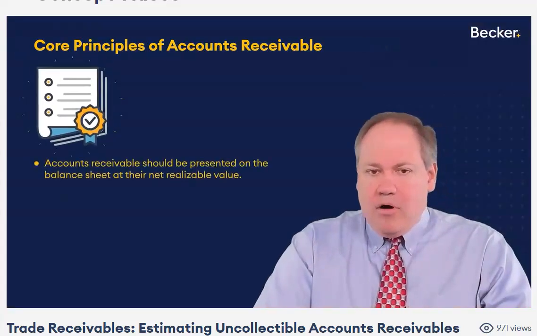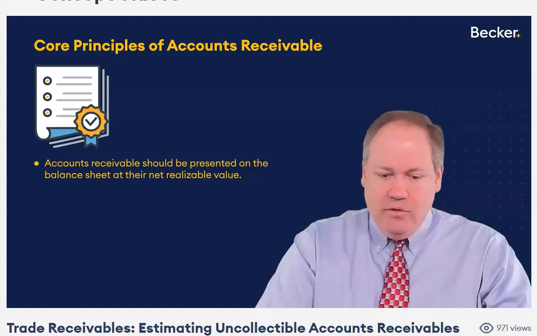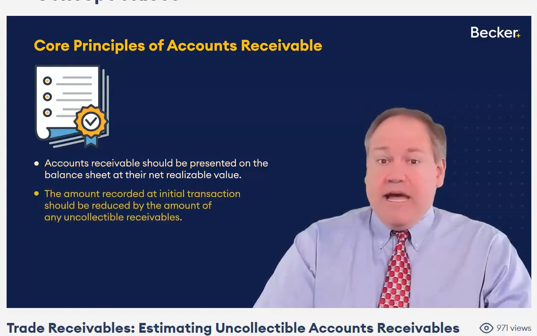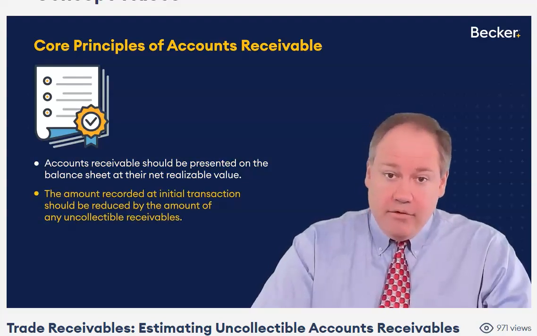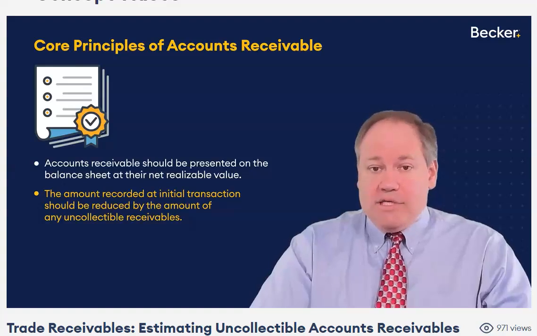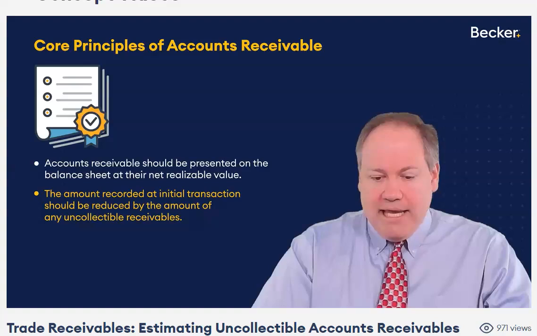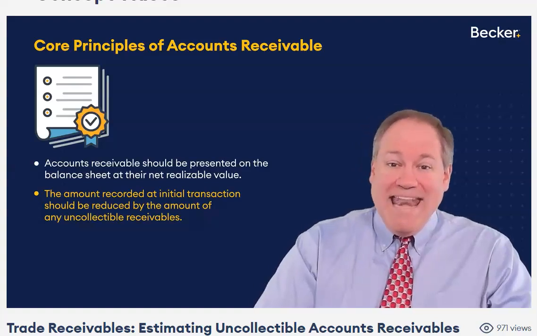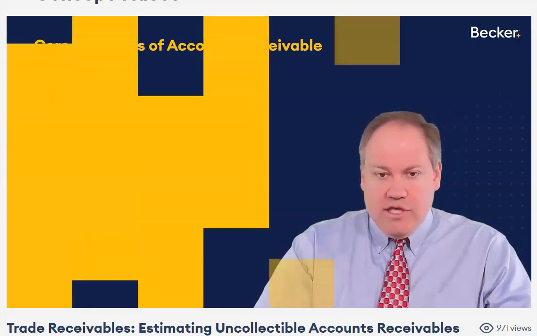Now, remember our core principle as it relates to receivables. We're going to record it at net realizable value. We've talked about discounts being one of the things that can affect that net realizable value, but another big one is if they default. If they do not pay their bill, we call that, of course, an uncollectible account. So we're obligated to record receivables net, or reduced by this amount of uncollectible receivables.